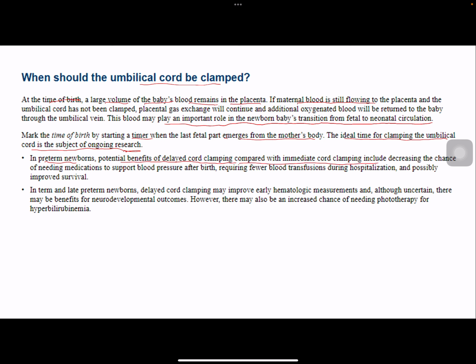In preterm newborns, potential benefits of delayed cord clamping compared with immediate cord clamping include decreasing the chance of needing medications to support blood pressure after birth, requiring fewer blood transfusions during hospitalization, and possibly improved survival. In term and late preterm babies, delayed cord clamping may provide better early hematologic measurements, and although uncertain, there may be a benefit for neurodevelopmental outcomes. However, there may also be an increased chance of needing phototherapy for hyperbilirubinemia.